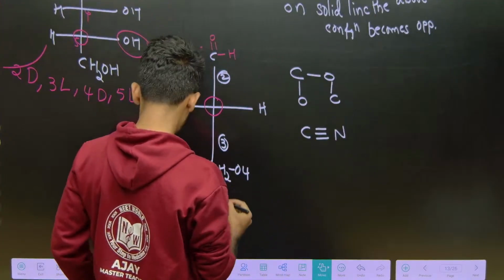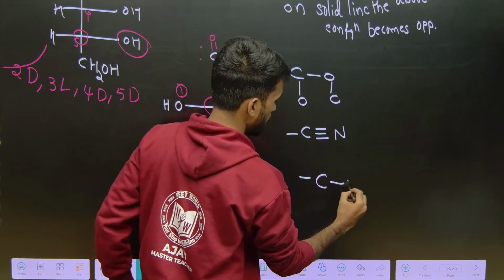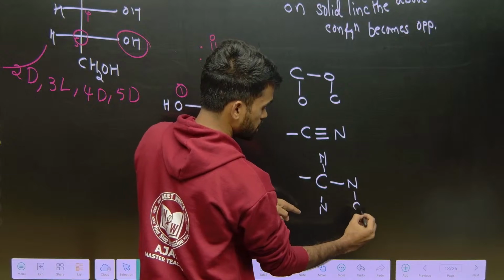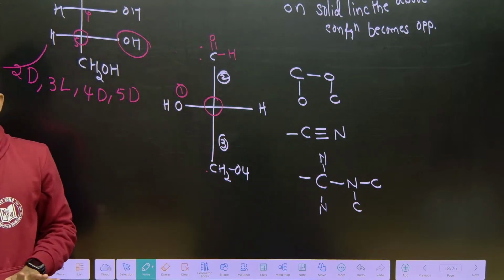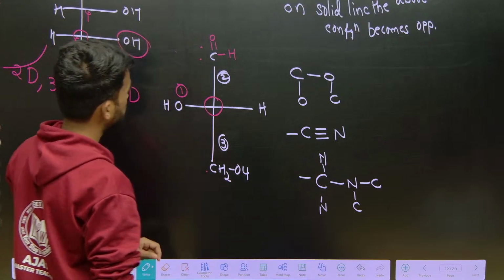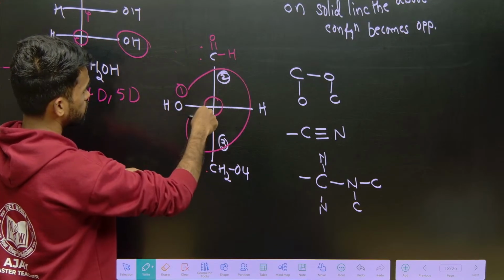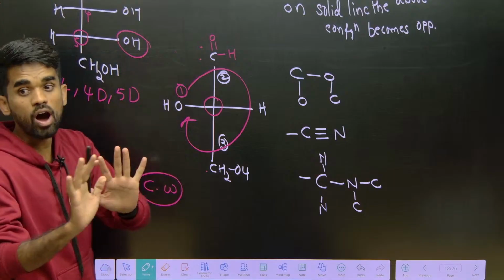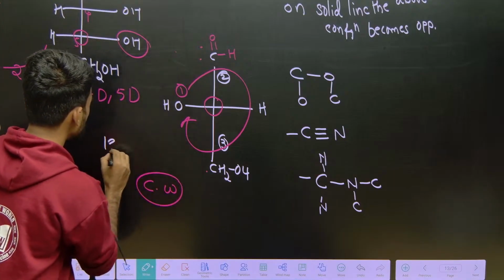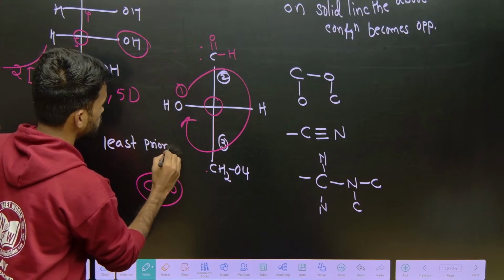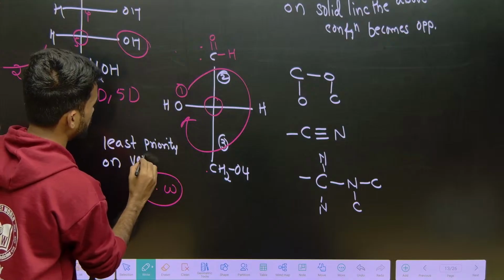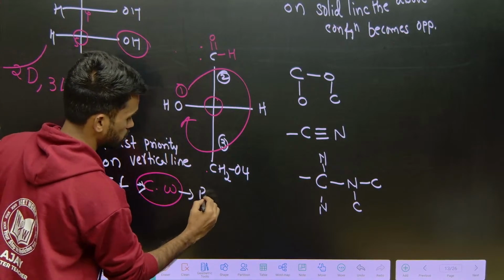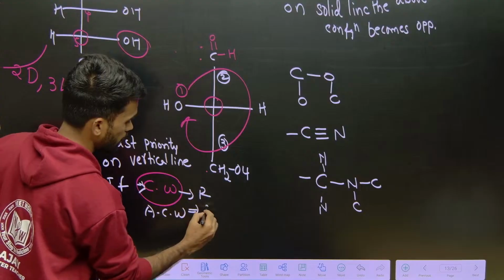Tell me fast. C, N, N, N, and to this nitrogen 3 carbons. 1 carbon already there, 2nd carbon, 3rd carbon. Okay, clear? Right. Now tell me here how it is. Clockwise direction. Clockwise generally means R. But again remember, if the least priority group is on the vertical line, clockwise is R configuration, anti-clockwise is S configuration.